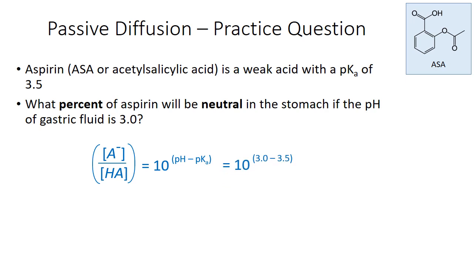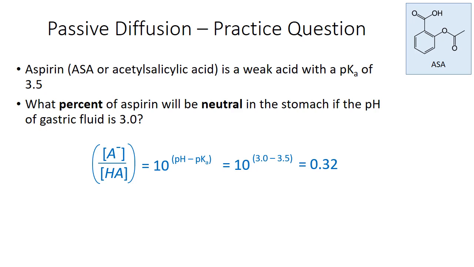That equals 10 to the 3.0 minus 3.5, because the pH is 3, I told you. The pKa is 3.5, so it's very simple. We get 0.32, and that's just the ratio. And it's important to understand that the ratio just means 0.32 divided by 1, right? 0.32 is the same as 0.32 divided by 1, so that would be on top. For every 0.32 of A negative, there'd be one of HA.